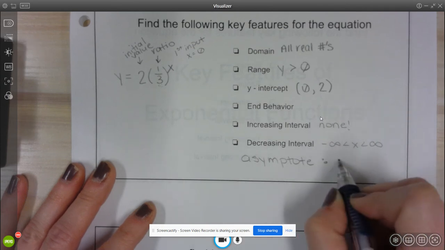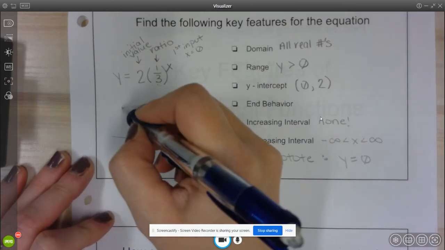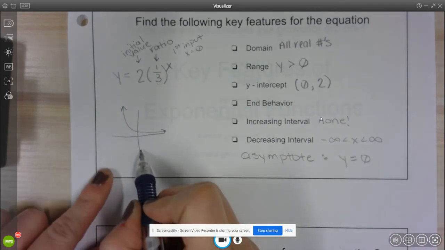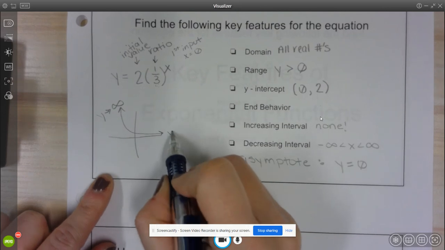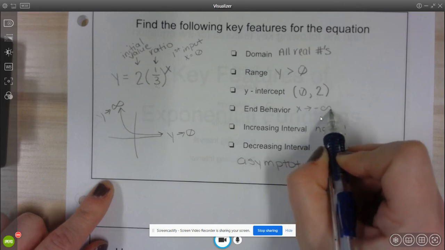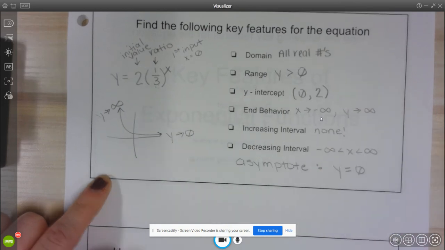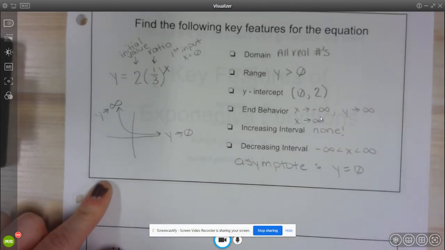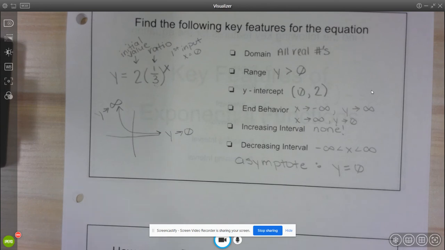Just as a reminder, my asymptote is y equals 0. So now in this case, my graph was going like this. On the left, y is going up to the top, and on the right, y is going to 0. So for my left, it's always x going to negative infinity, and here y is going up forever. And on the right, it's always x going to infinity, and that's where y is going to my asymptote of 0.